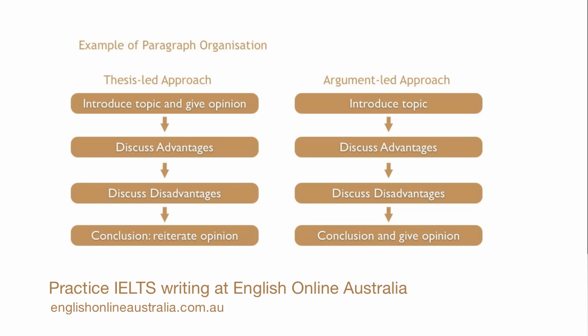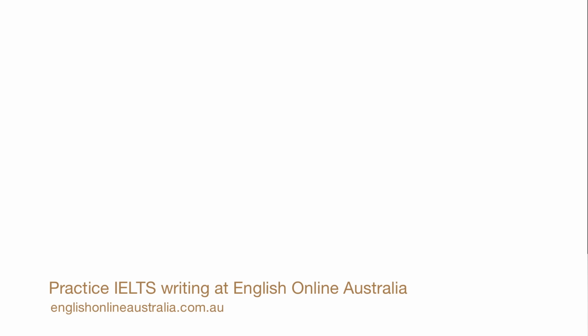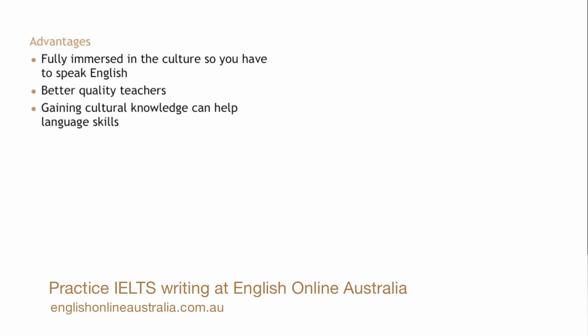Let's look now at how we could organize the paragraphs. As we saw in lessons 7 and 8, there's a thesis-led approach and an argument-led approach. For the advantages and disadvantages essay, either way is appropriate. For the example of this essay about studying English abroad, we're going to use the thesis-led approach. Now, let's look at some advantages and disadvantages of studying English abroad.